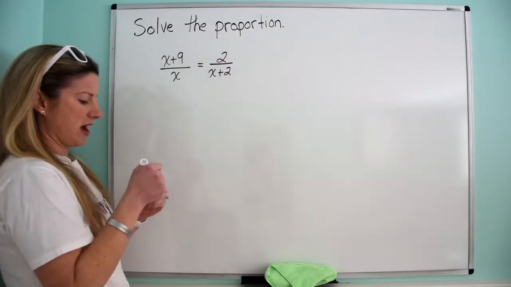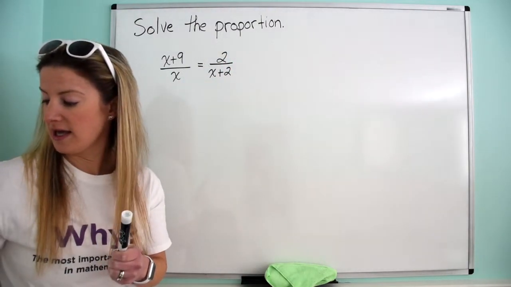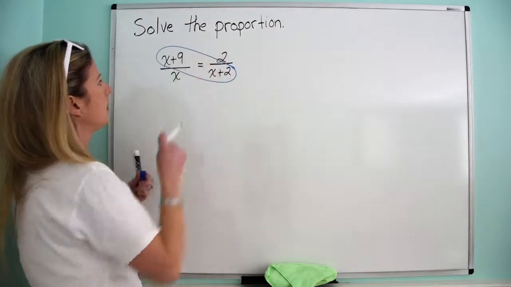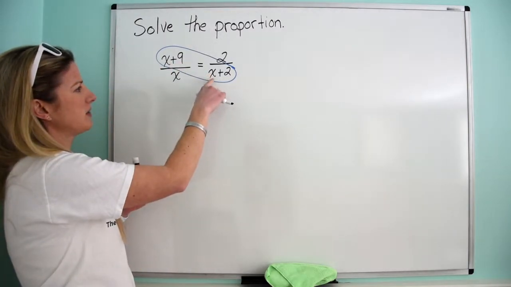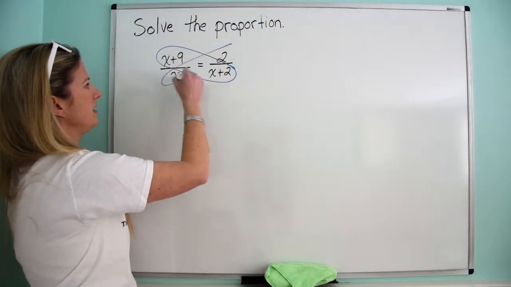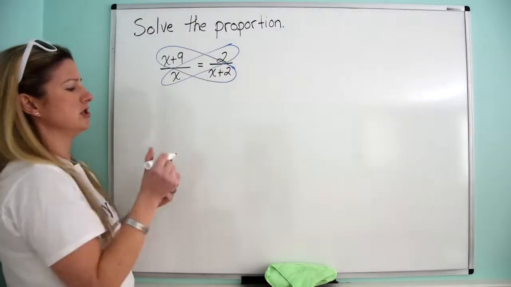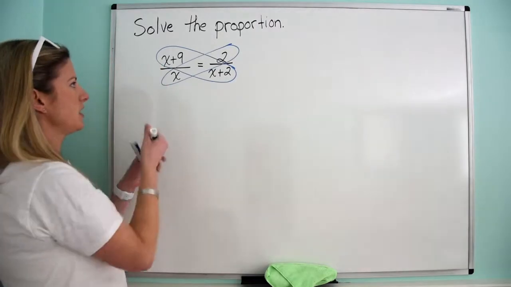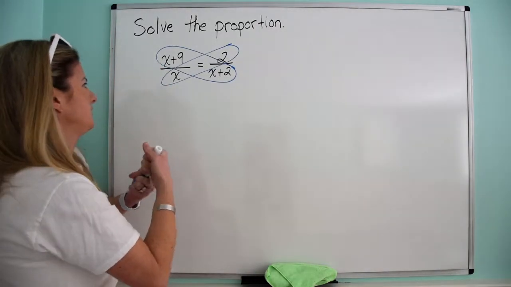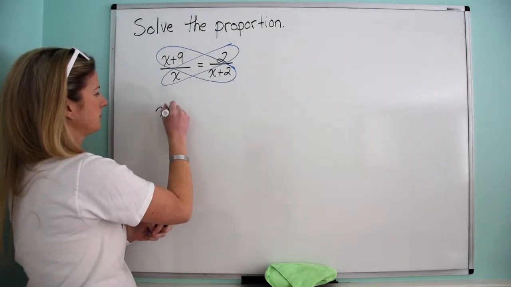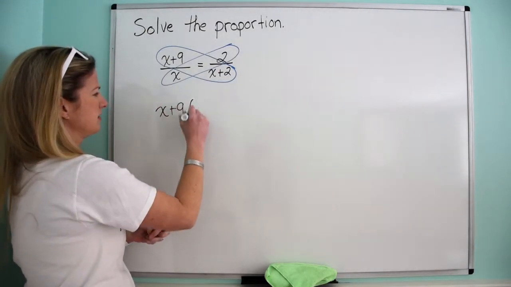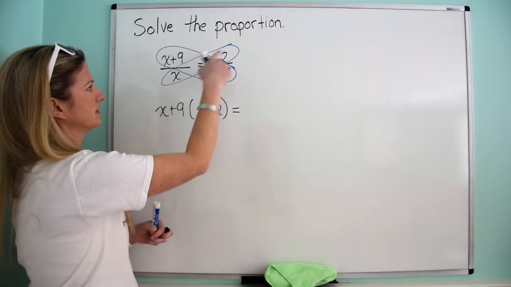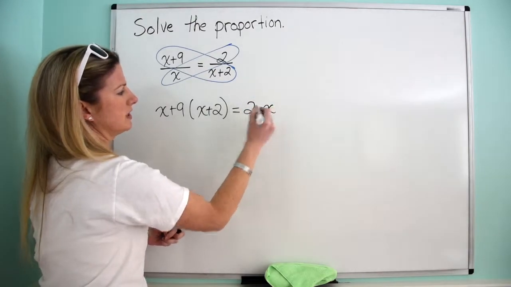Here I'm going to use a different color so you can see the cross products. They are the quantity x plus 9 times the quantity x plus 2, and then x times 2. Now here's the issue that I often see with students. They mean well. They're like, oh, it's x plus 9 times x plus 2. So they go x plus 9 and then times x plus 2, equals, and then they'll do x times 2, or a lot of times they'll write it as 2 times x.